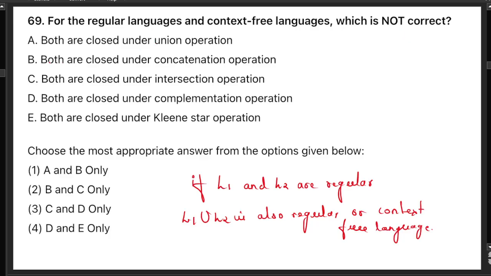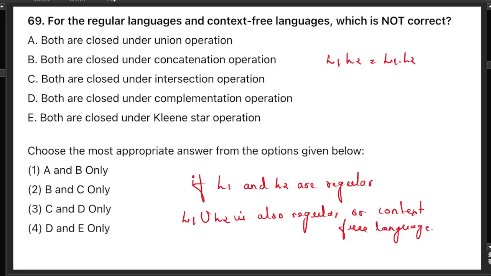After that, if we see the second option, option B, both are closed under concatenation operation. Both regular and context-free languages are closed under concatenation as well. That means if L1 and L2 are regular or context-free, their concatenation will also be regular or context-free. If L1 and L2 are both regular, L1 concatenation L2 is regular. If L1 and L2 are both context-free, then L1.L2 is also context-free. Got it? So this is also clearly not our option.